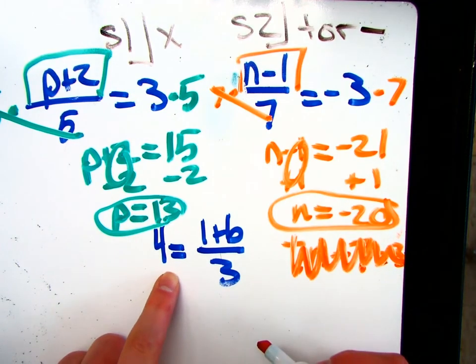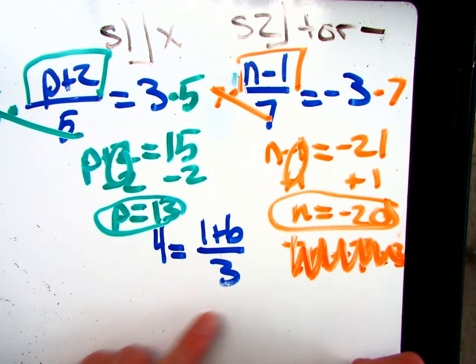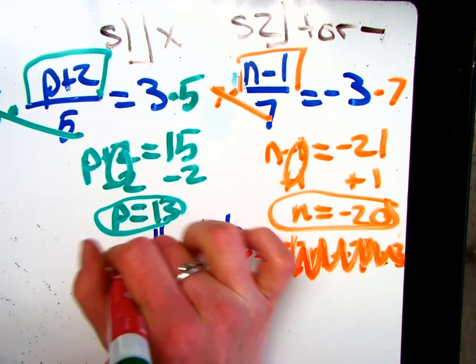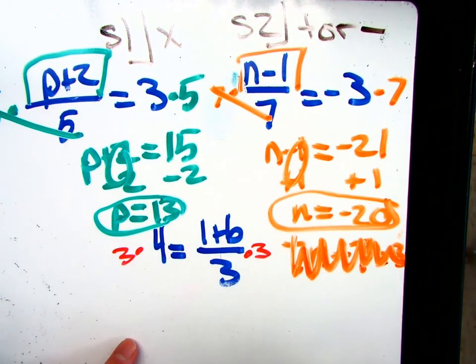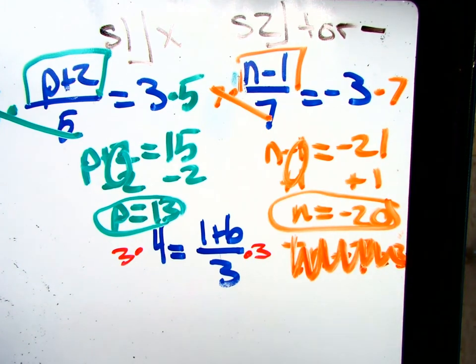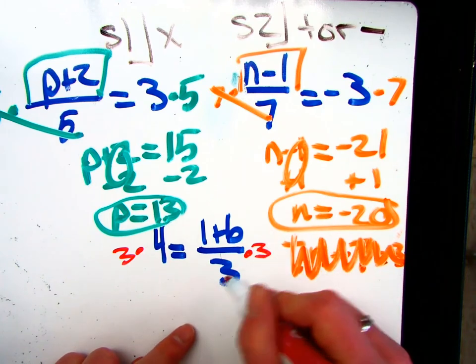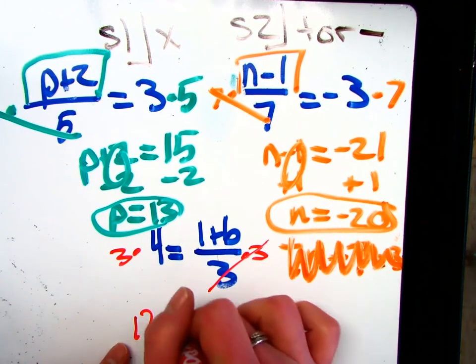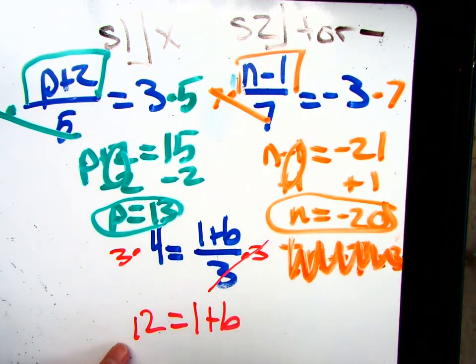Last example, 4 equals 1 plus b over 3. Remember, if you have stuff that's backwards, you can still do it the exact same way as the forward ones, or you can flip it. Either way, you'll end up getting the same answer. Doesn't matter. So the 3's cancel out because they're opposites, but 3 times 4 makes 12. So now I'm left with 1 plus b.